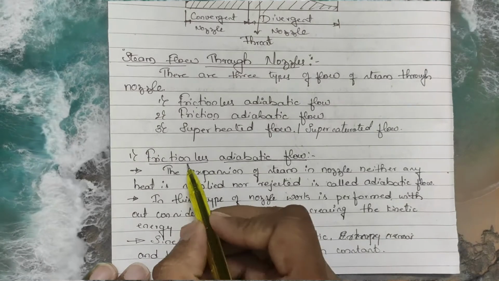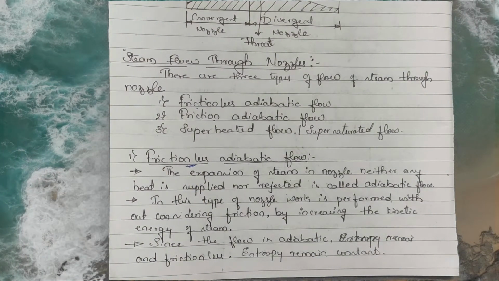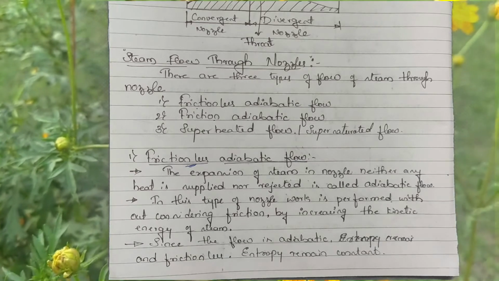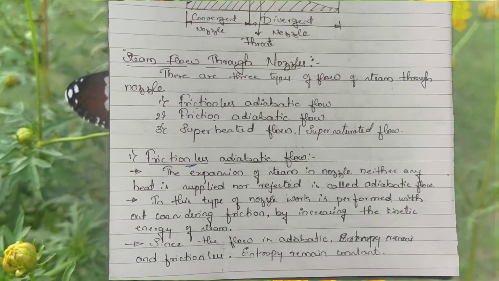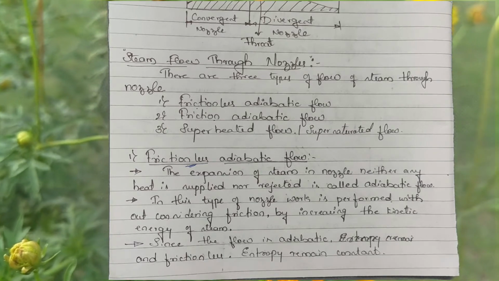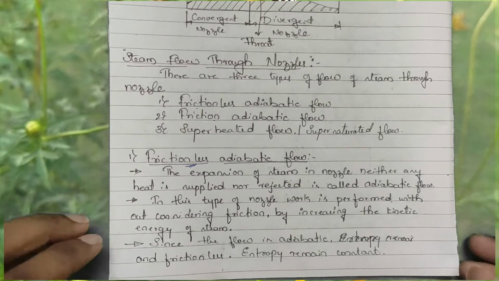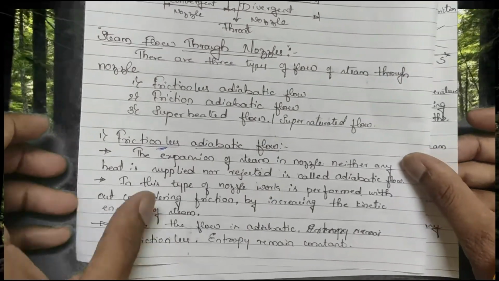Okay, frictionless, you are considering. So here, without considering friction, the kinetic energy will increase drastically. If you consider friction, there is an increase in entropy and a decrease in efficiency, or a decrease in work. Okay, so since it is adiabatic and frictionless flow, the entropy remains constant.